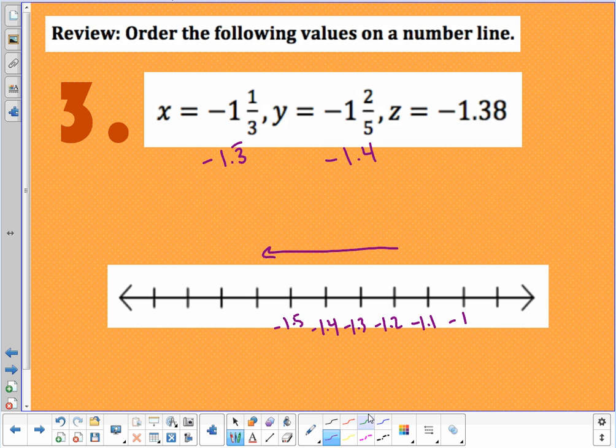And we could keep going if we wanted to, but we don't need to because we've shown enough of the number line. That's the other thing. Once you label enough of the intervals so that you know what you're counting by, that's all you really need. So let's put these up there.